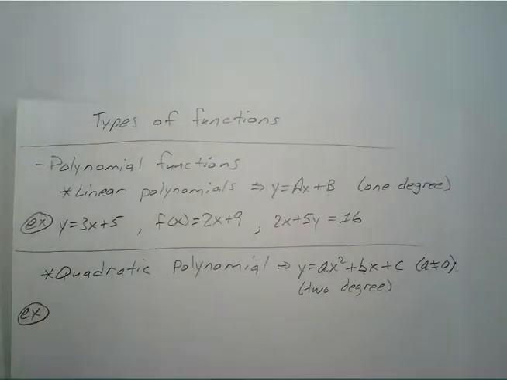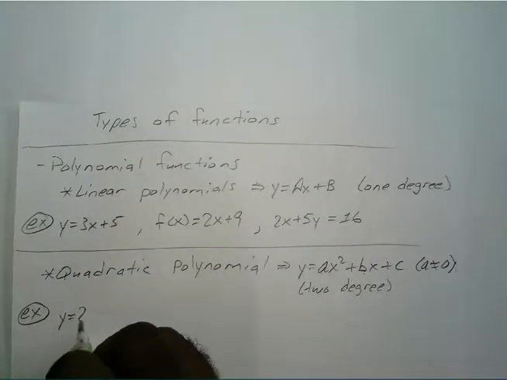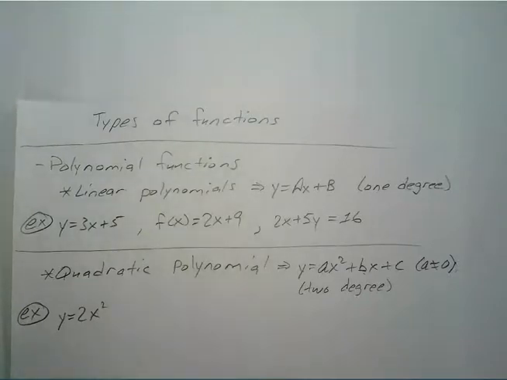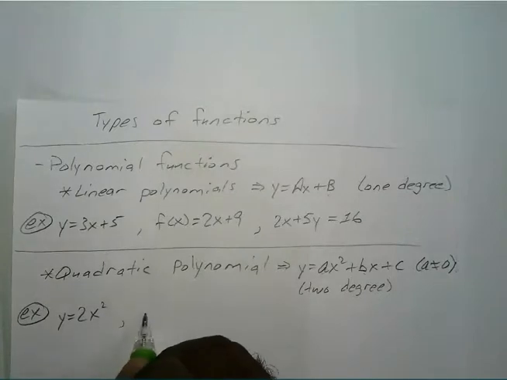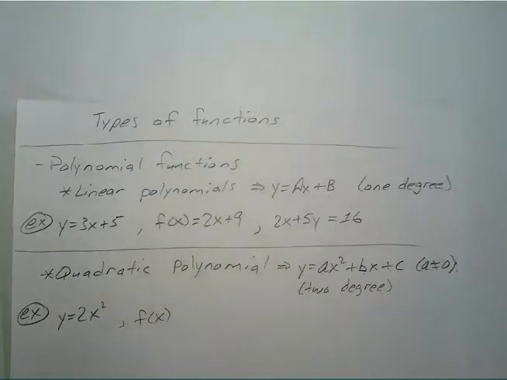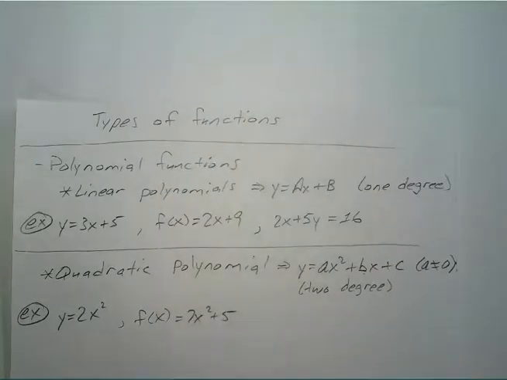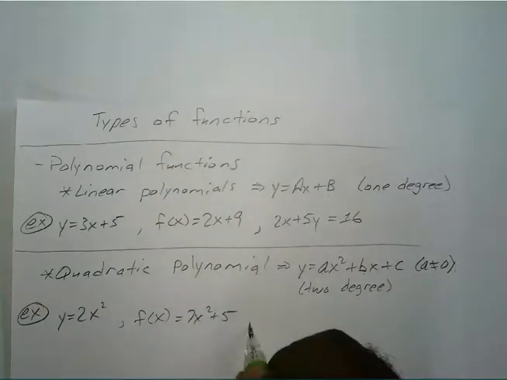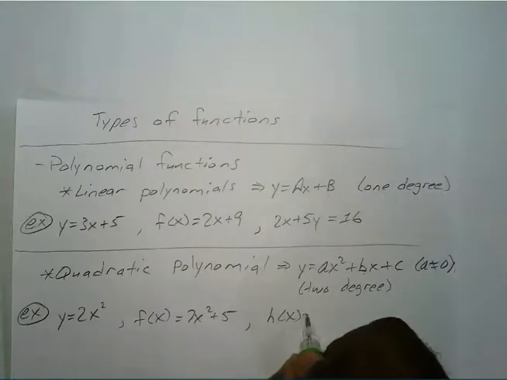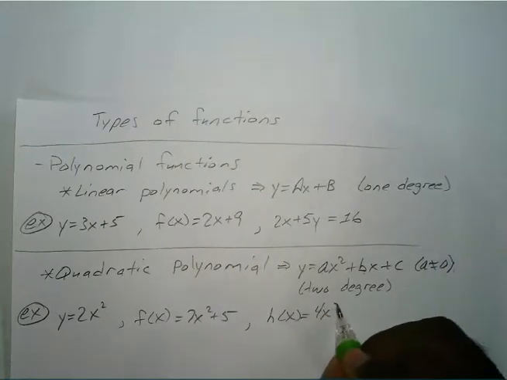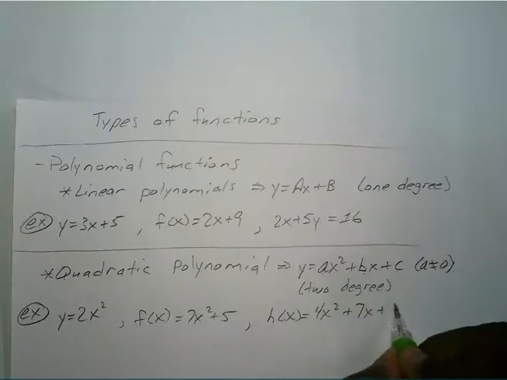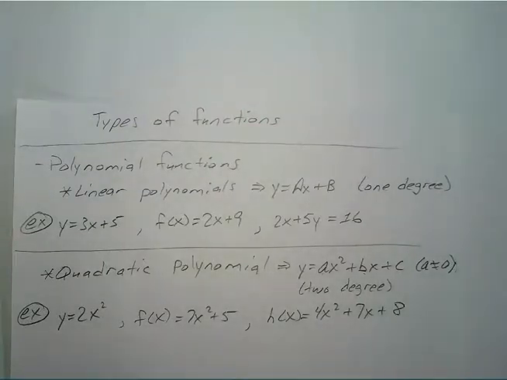So, for example, if you have y equals 2x squared, that's a quadratic polynomial. If you have, instead of y, let's say f of x equals 7x squared plus 5, that's quadratic. Or if you have, let's say, h of x equals 4x squared plus 7x plus 8, that's a quadratic polynomial.